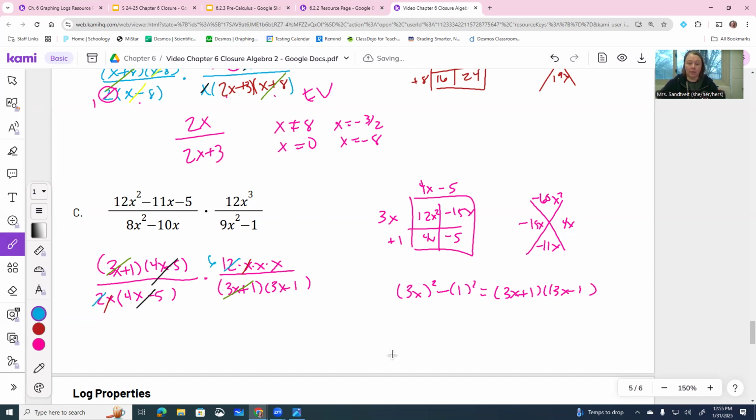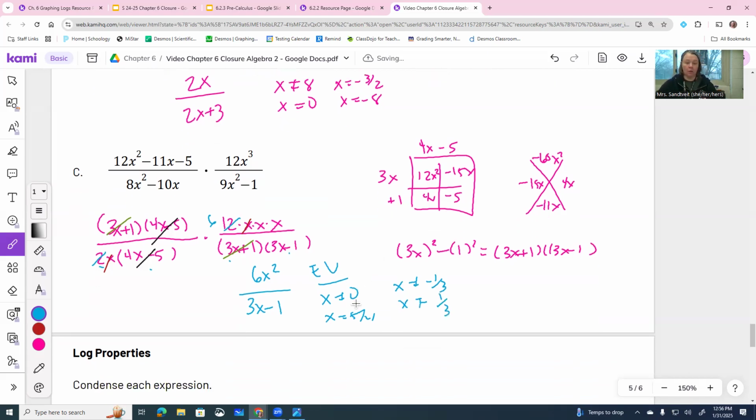And so on top, I'm left with 6 times x, so that's 6x squared. On the bottom, I'm left with 3x minus 1. Excluded values. What would make this bottom equal 0? So 0, right? 2 times 0 is 0. Here, if I set this equal to 0, that's 5/4. Here, if I set that equal to 0, it's negative 1/3. And if I set this equal to 0, it's 1. So those are my excluded values.